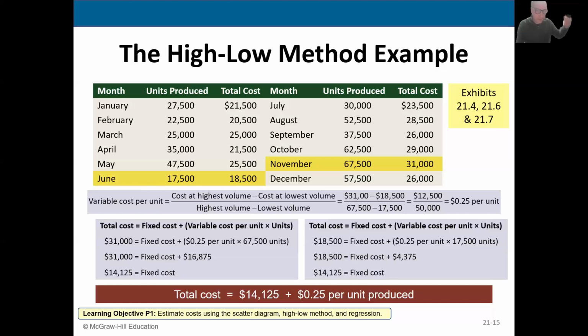So to find the total cost, it's the fixed cost, 14,125, plus 25 cents per unit produced. So, yeah, that's how you use the high-low method. It comes in handy when you've got 12 months of data to analyze and figure out what the fixed costs should be.